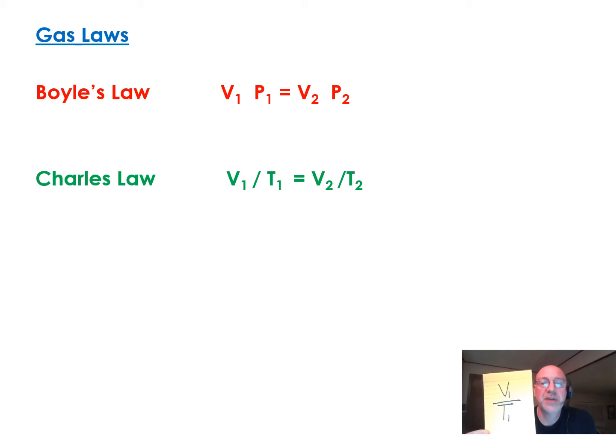V1 over T1 equals V2 over T2. V being what? Volume. And T being temperature. And so when you're working with Charles's law, think of it this way.